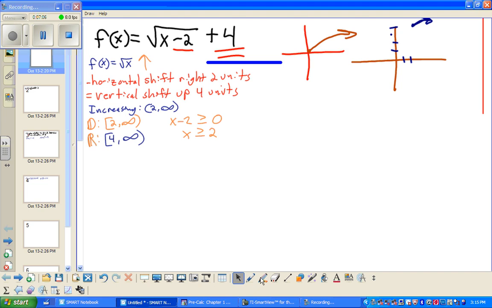Okay, so another thing that we can take a look at is, is the function continuous, or does it have some sort of discontinuity? Well, if it has some sort of discontinuity, we're talking removable, jump, or infinite.